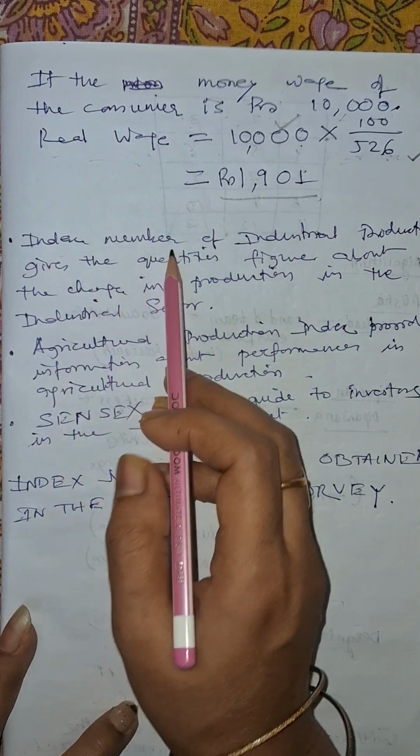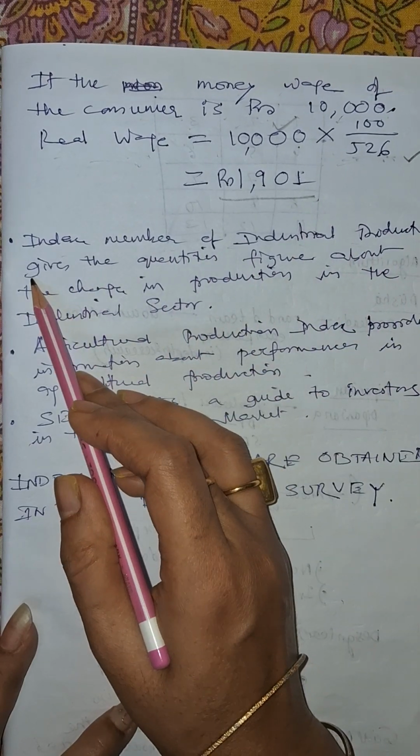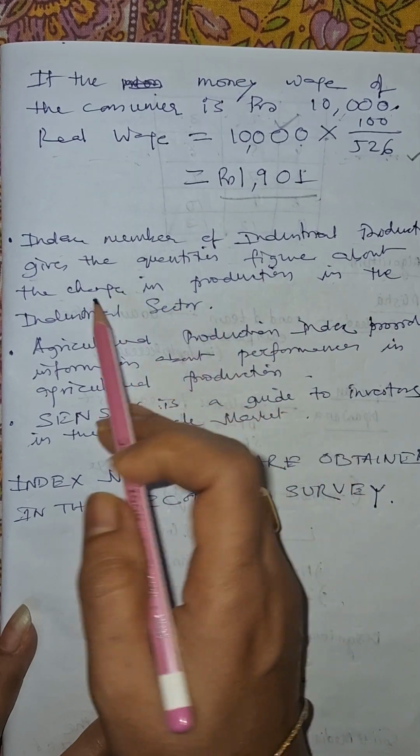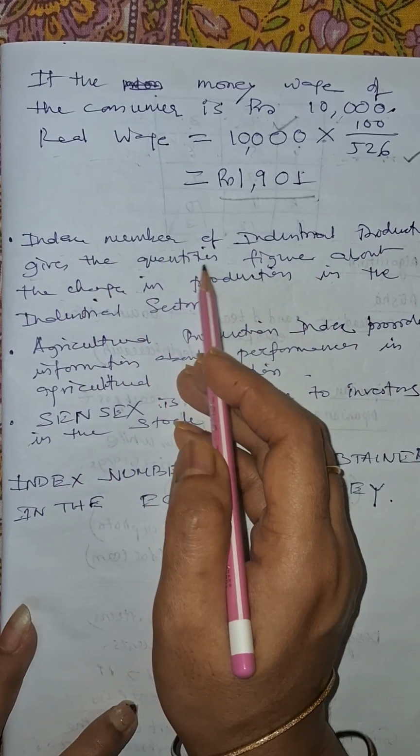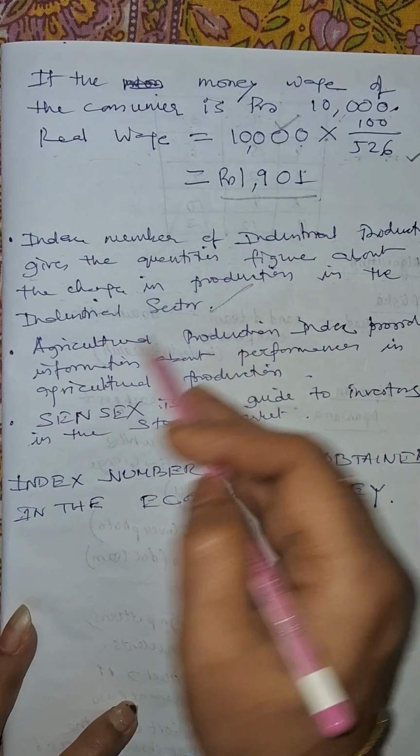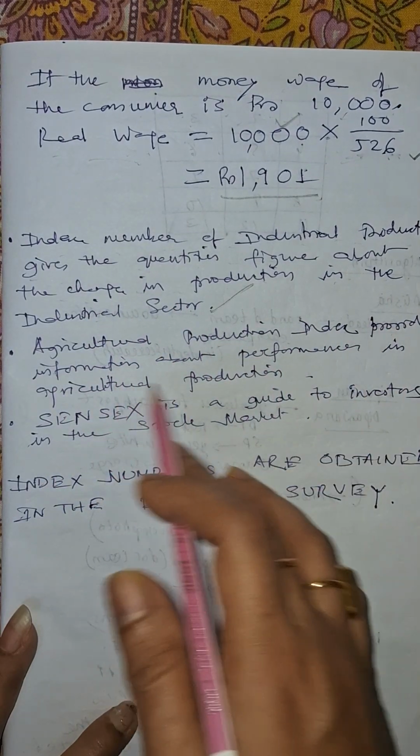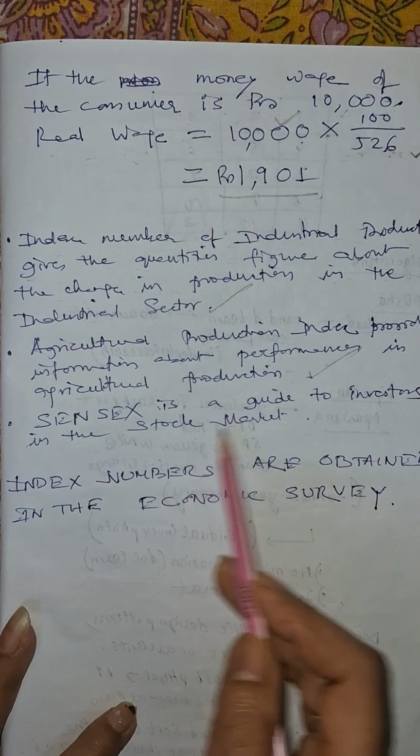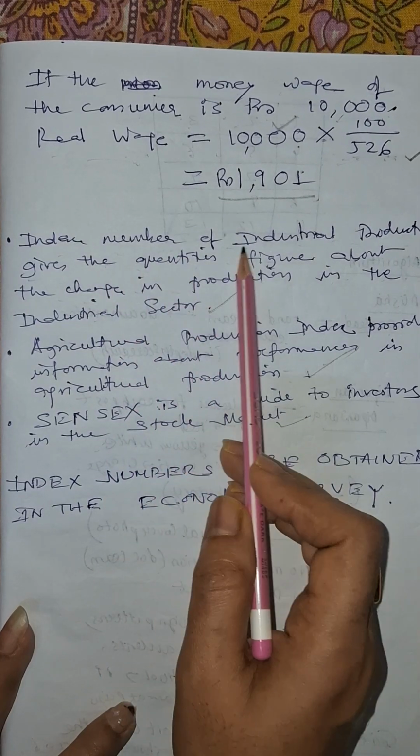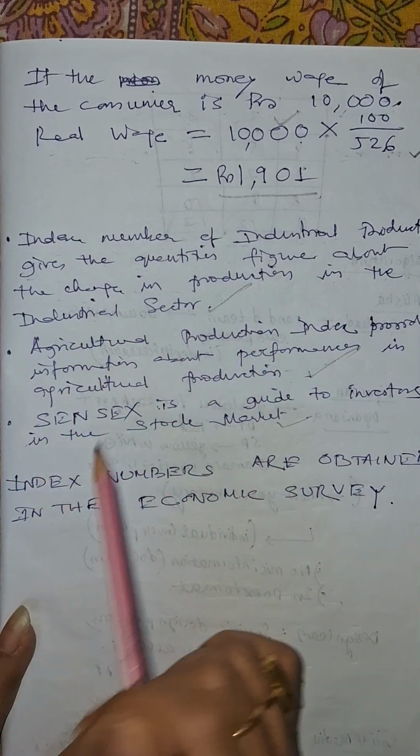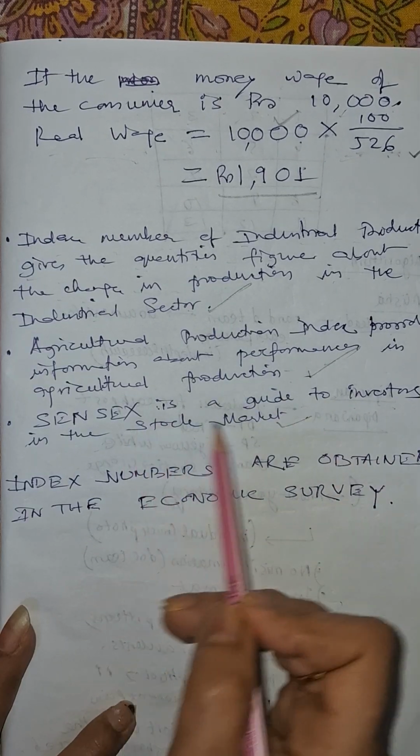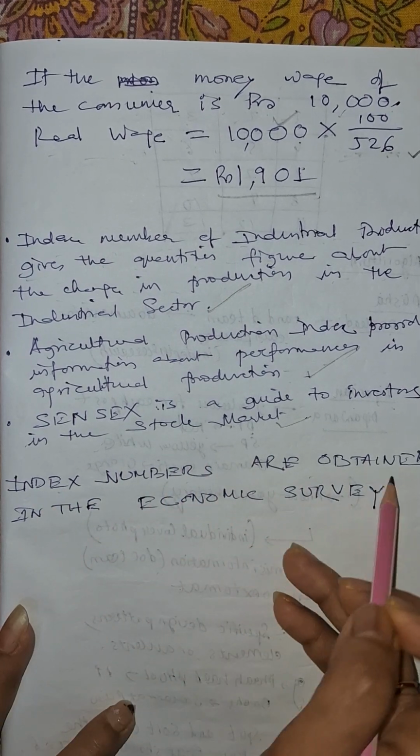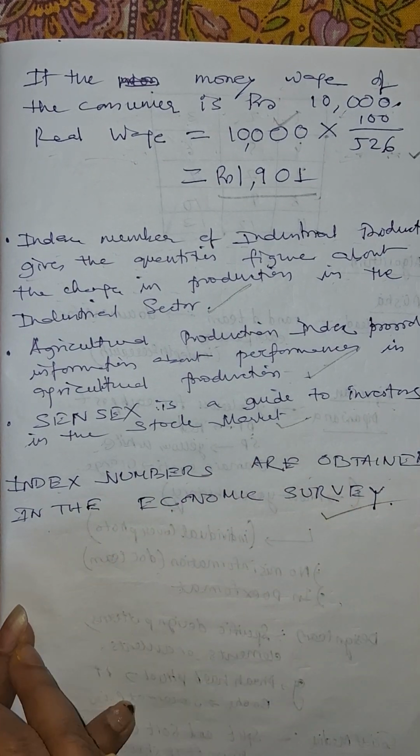Now, the index number of industrial production gives quantitative figures about the change in production in the industrial sector. The agricultural production index provides information about performance in agricultural production. Sensex is a guide to investors in the stock market. So we know these types of index numbers for industries, for agriculture, and for investors, which is essential to memorize. Index numbers are obtained in the economic survey of any country.